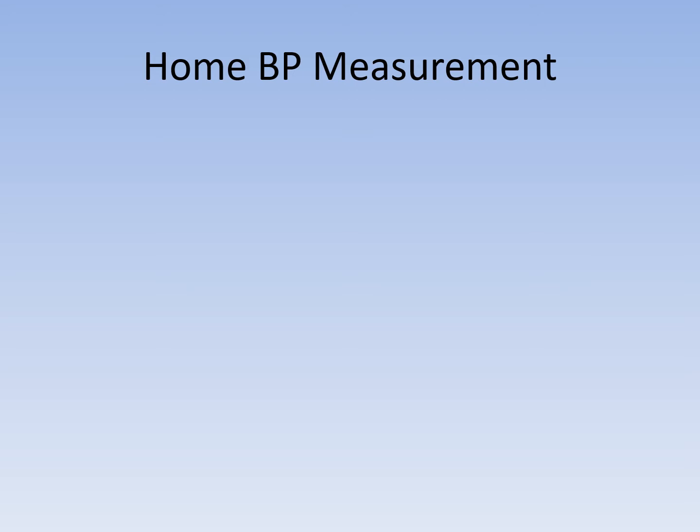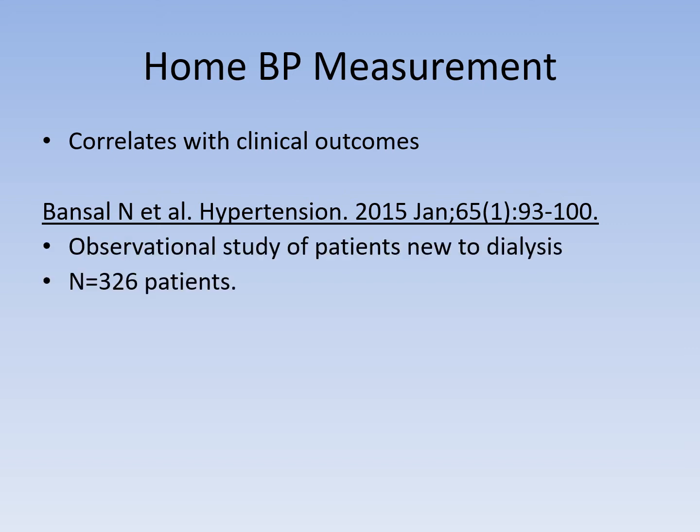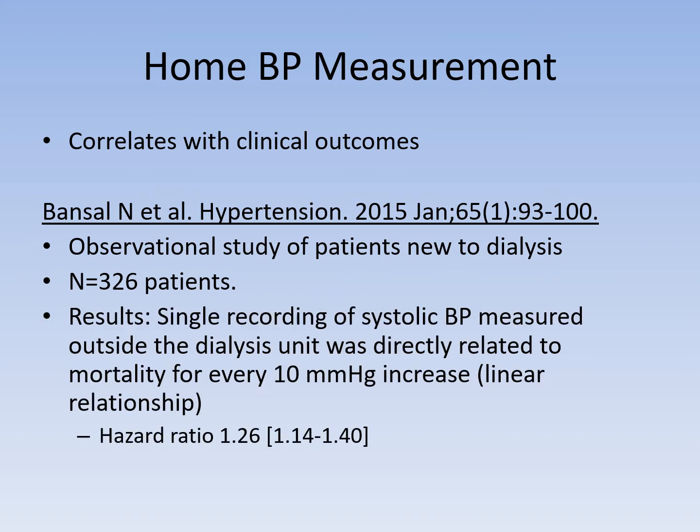As I just mentioned, one of the main advantages of home blood pressure measurement is that measurements correlate with clinical outcomes. So your blood pressure at home predicts how you are going to do from a cardiovascular standpoint in the long run. This is an observational study published in 2015 that looked at 326 incident dialysis patients. So these were new to dialysis, and what they found was that a single recording of their systolic blood pressure measured outside the dialysis unit was directly related to their mortality for every 10 millimeters of blood pressure increase. So for example, if you had a systolic blood pressure of 150, your mortality was 26% higher than someone who had a blood pressure of 140. If you had a systolic blood pressure of 160, your mortality was 52% higher than someone who had a blood pressure of 140.